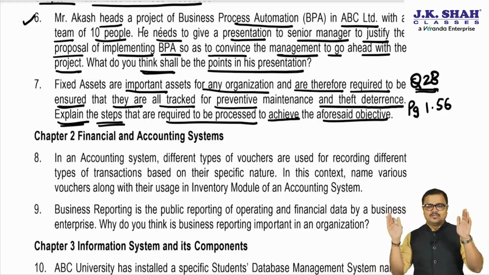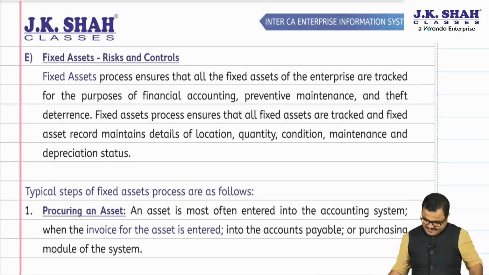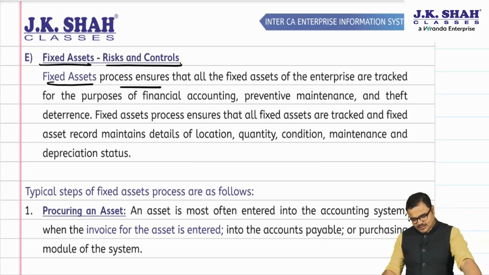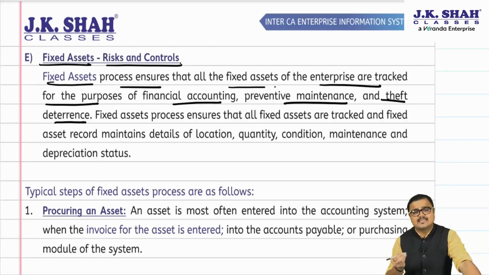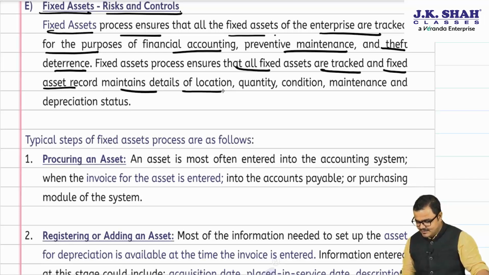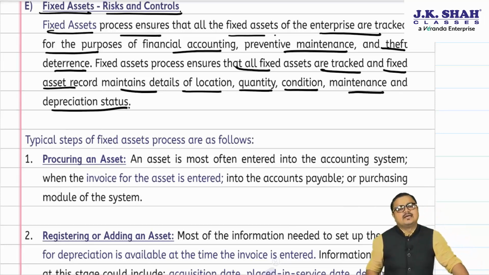Let's see now theory. It is given on the page number 44 in our JKSC textbook. Let's see. Fixed assets, risk and control. Fixed assets procedures or the process ensures that all fixed assets of enterprise are tracked for the purpose of financial accounting, preventive maintenance and theft deterrence. Exactly the same words given in question also. Yes sir. Fixed assets process ensure that all fixed assets are properly tagged, as well as fixed assets records are maintained with the details like location, quantity, condition, maintenance as well as depreciation status.